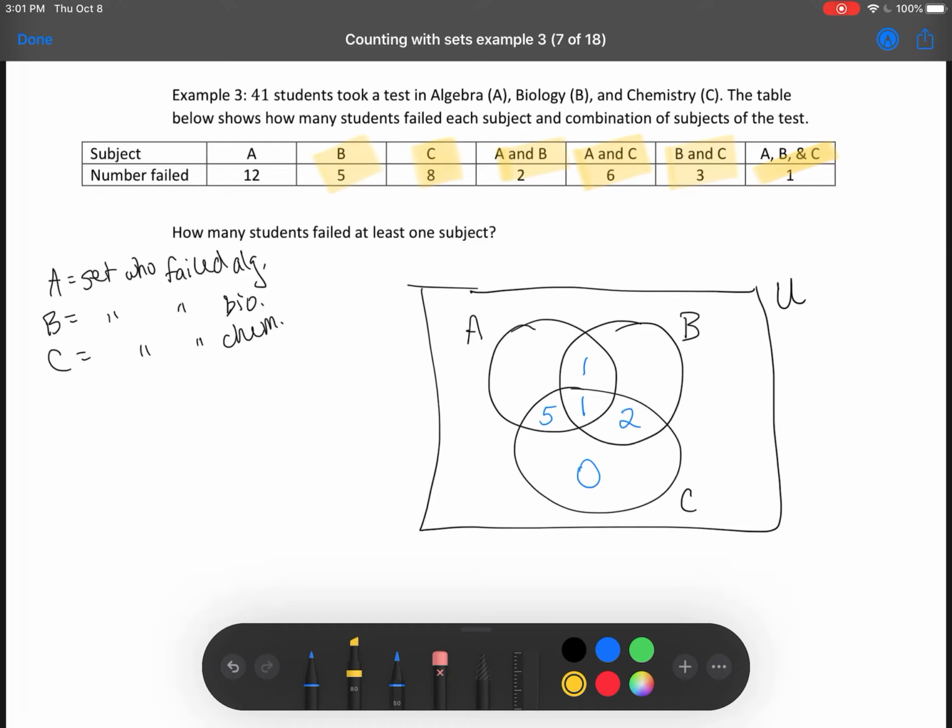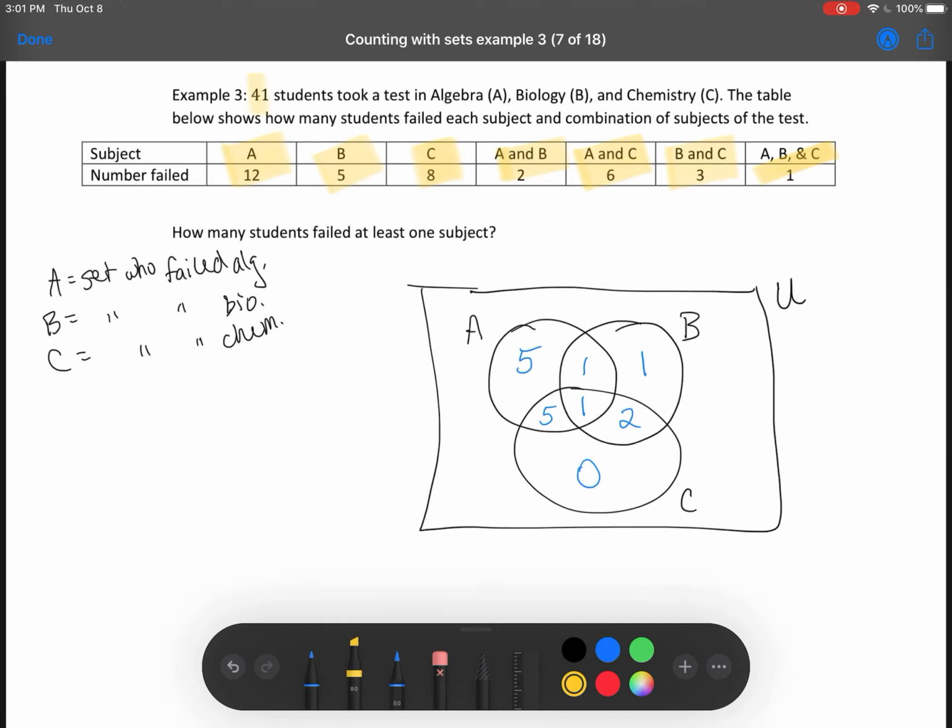B is 5, so again, the numbers in the circle B have to add up to 5. We already have 4, which means we just have 1 person that failed only biology. That means they passed both algebra and chemistry. And then unfortunately 12 people failed algebra, which means the algebra circle has to add up to 12. We have 7 there already, which means that there would be 5 left.